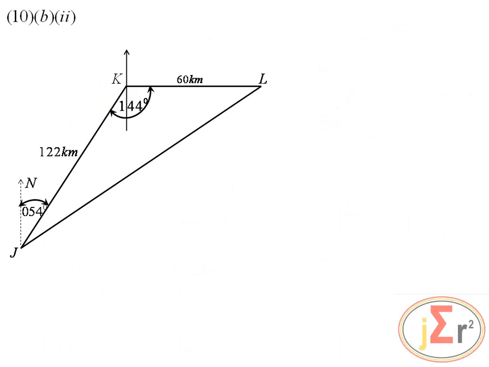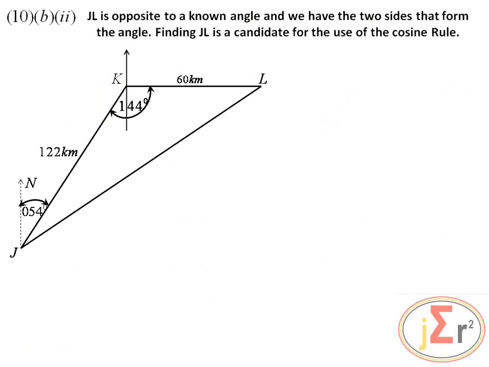144 degrees. Any other calculation? Of course, we have just started. JL is what we need to find. This distance JL. The facts that we are about to use is that JL is opposite to a known angle, which is 144 degrees. And we have the two sides that form the angle. Finding JL is a candidate for the use of the cosine rule. We are using the cosine rule.